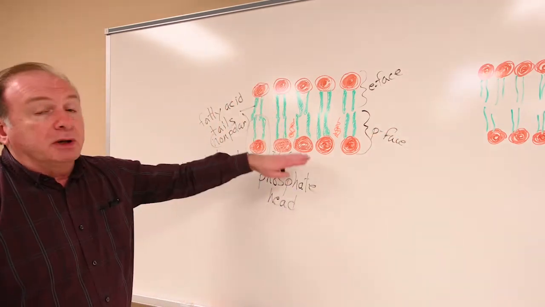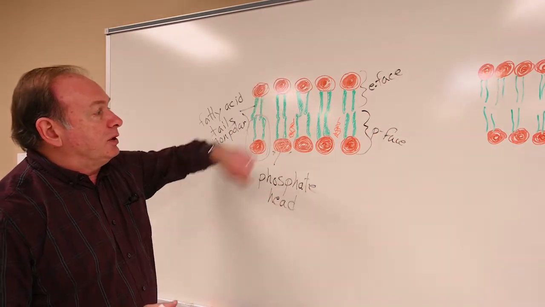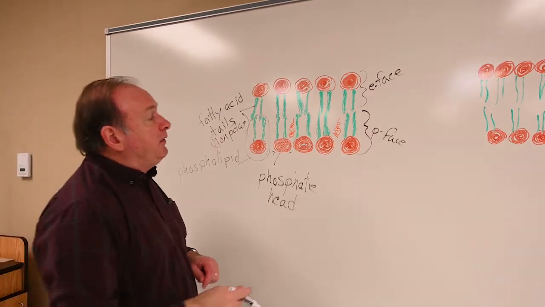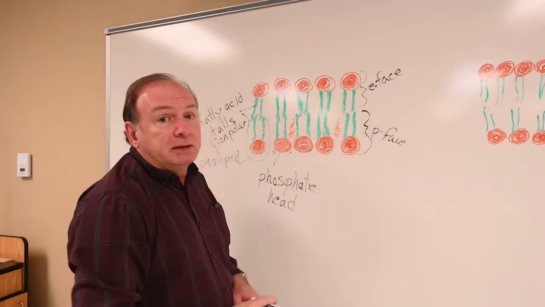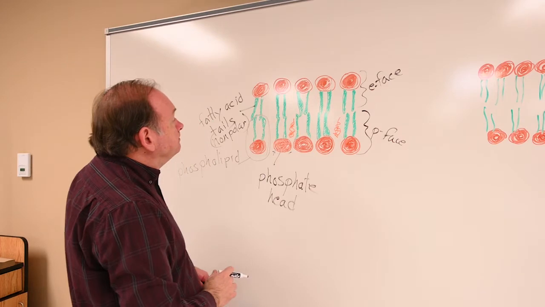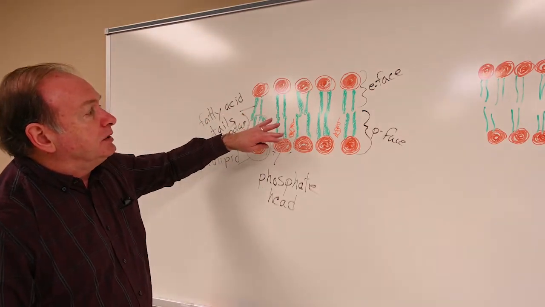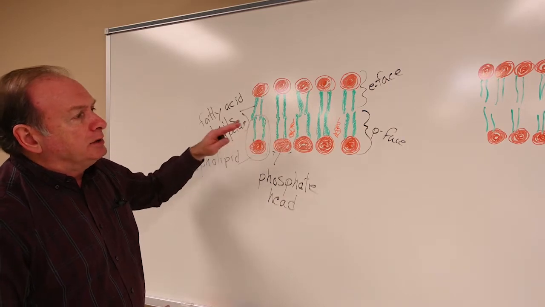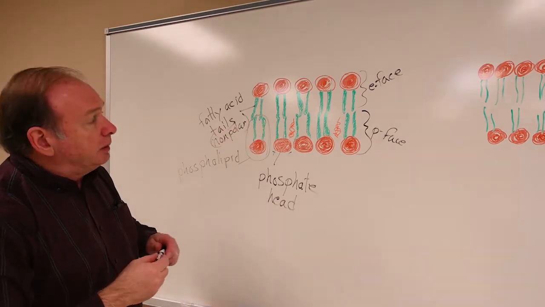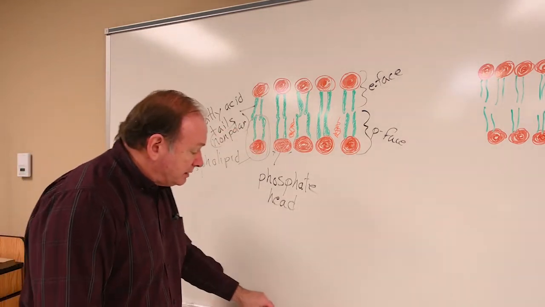P for the plasma components inside, E for external outside. So there's an E face and a P face on this phospholipid bilayer. In addition to these components, there are proteins and glycoproteins and glycolipids, which we'll get to next.